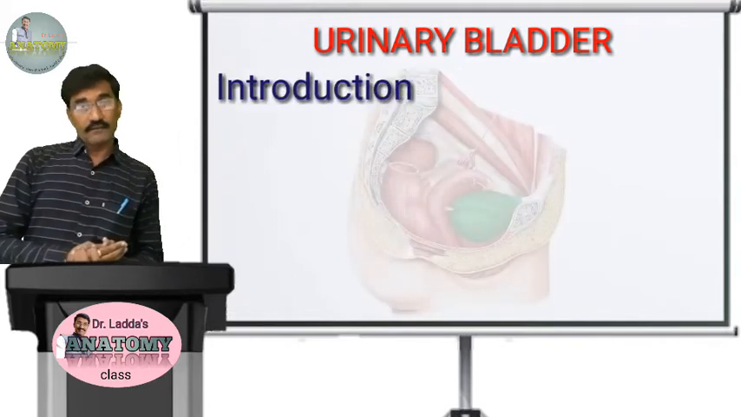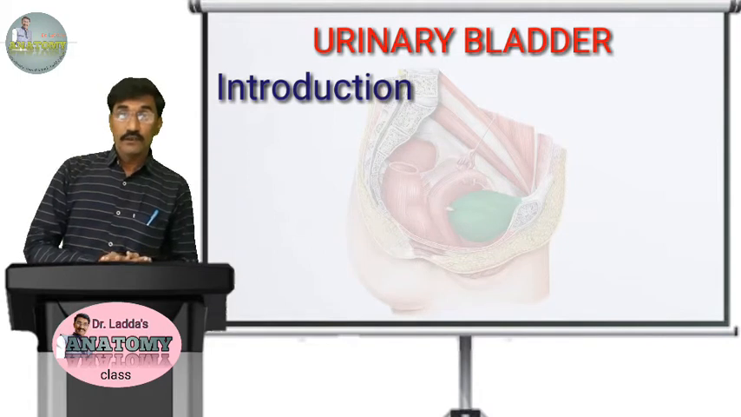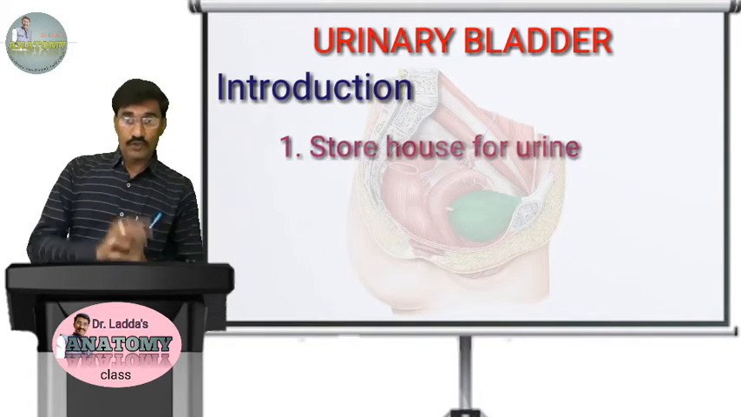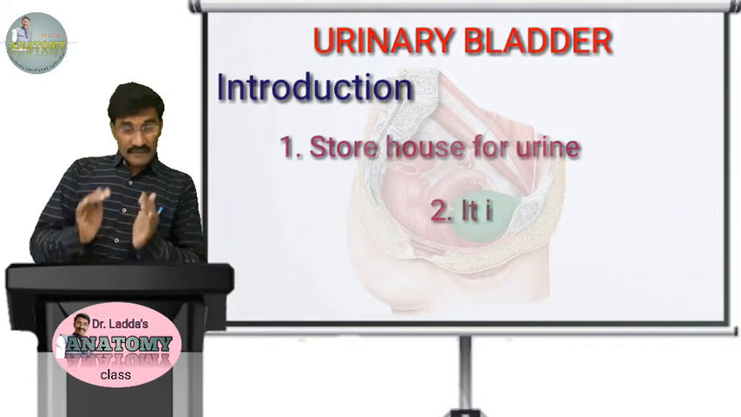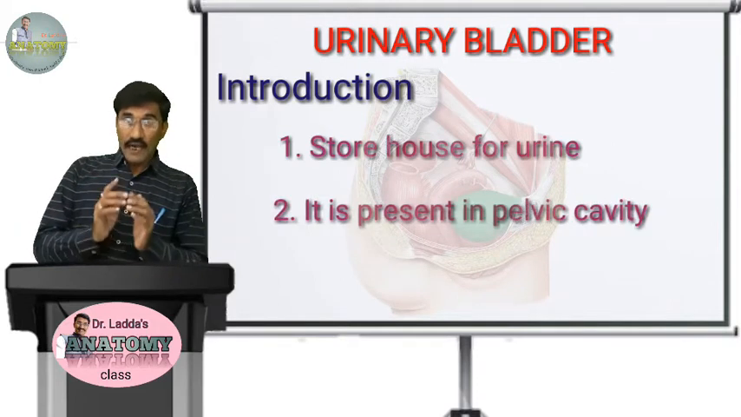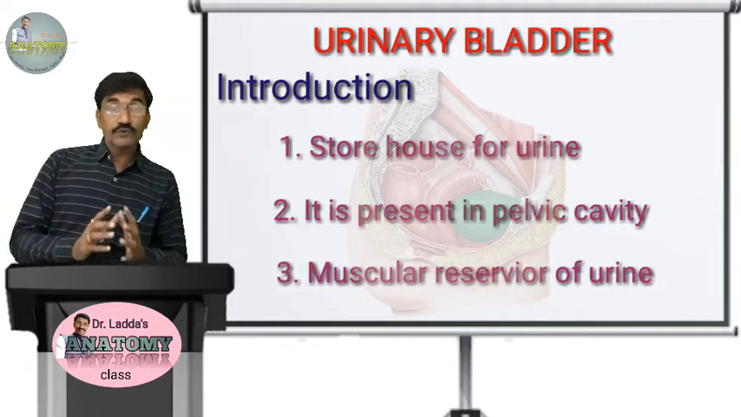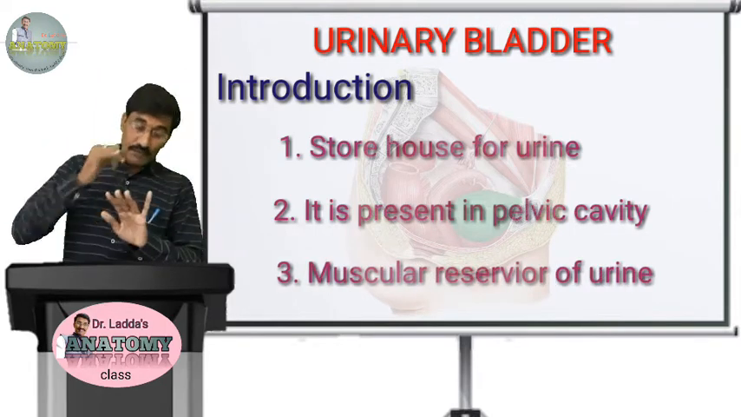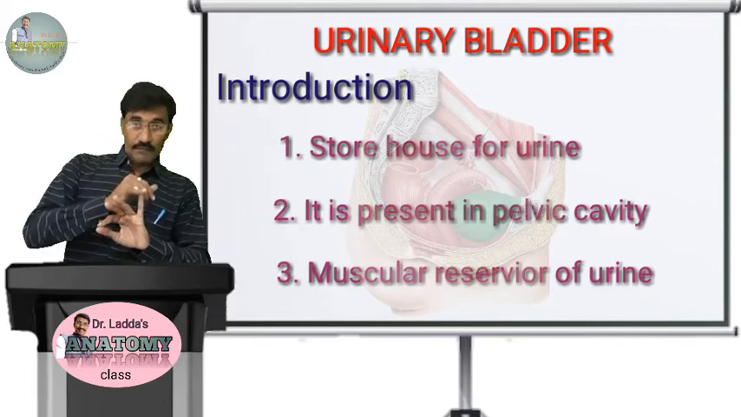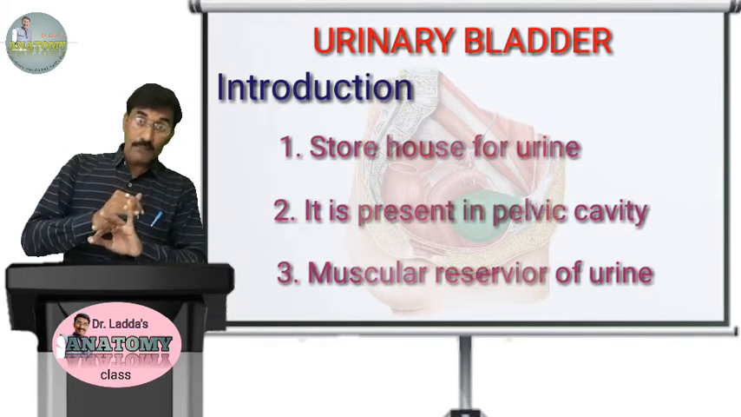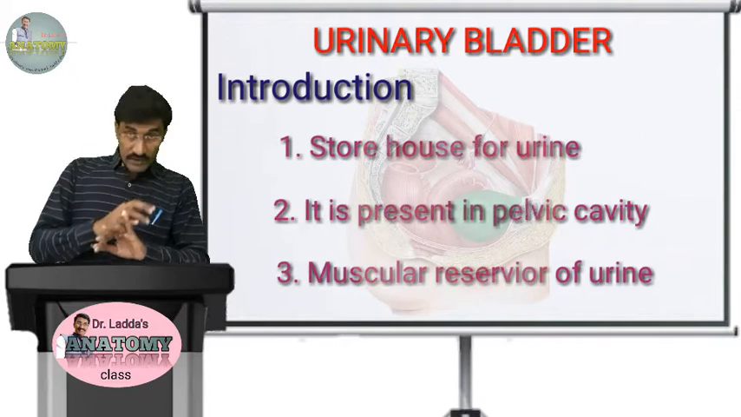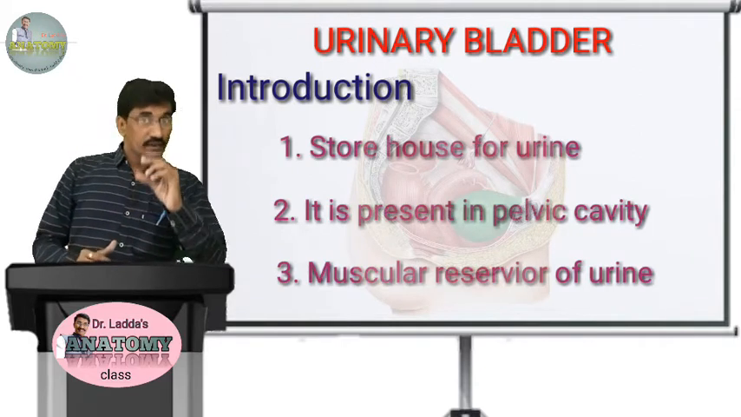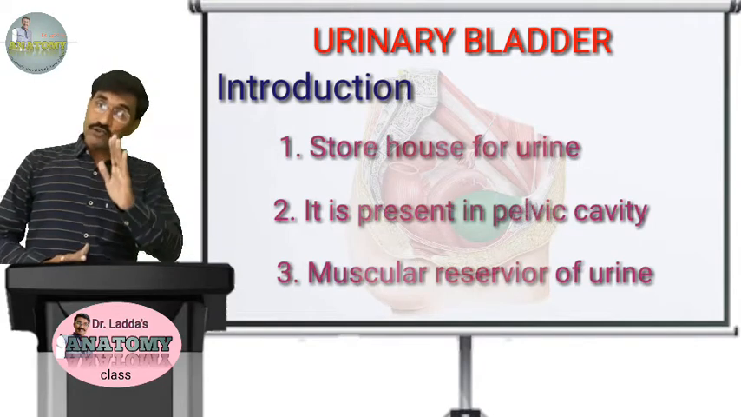The urinary bladder is a storehouse for the urine. It is present in the pelvis and it is a muscular reservoir of the urine. So these are the 3 points. As it is a pelvic organ, it is present in the pelvis. It is made up of muscles. So it is a muscular reservoir for the urine. These are the 3 points you are supposed to write in the introduction.